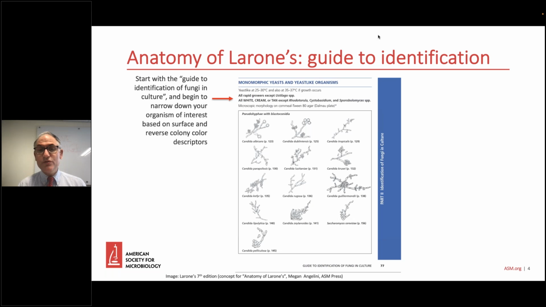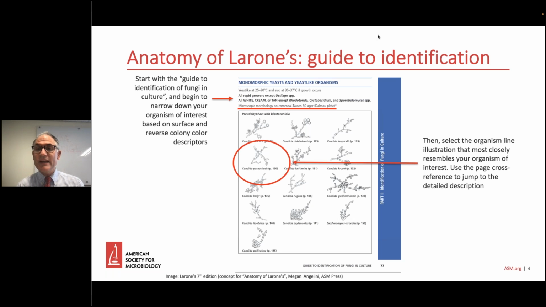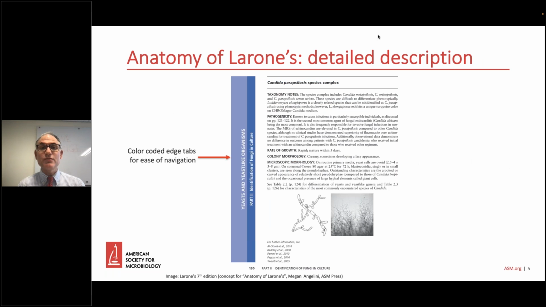Then you select the organism line illustration that most closely resembles your organism of interest, and you use the page cross-reference to jump to the detailed description. In this example, we see Candida parapsilosis, page 130. That's what we're seeing under the microscope. Once we flip to Candida parapsilosis, we see a detailed description. But before that, the new edition of Larone's has color-coded edge tabs that allow you to easily navigate to organism groups. The yeasts and yeast-like organisms are colored such.